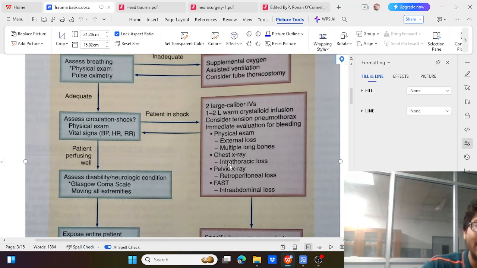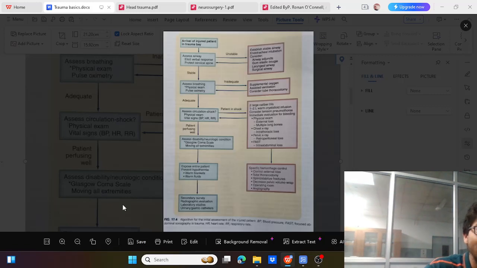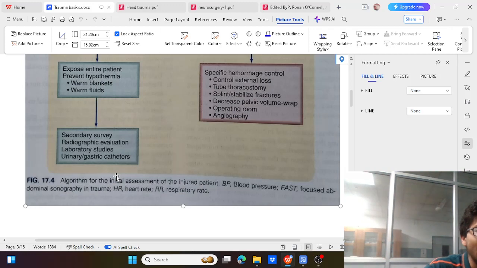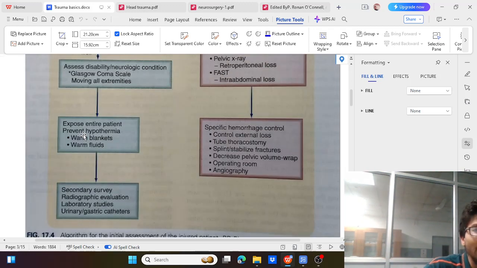So if we have any of these, then we can consider whether we need an urgent intervention, and we'll assess that. After that, if the patient is perfusing well, then we'll check the neurology and disability, that is the Glasgow Coma Scale, by checking his movement in all the limbs. Apart from that, the verbal, motor and eye responses, we'll check the Glasgow Coma Scale. And lastly, we'll expose the patient, do the proper checking and prevent hypothermia with a warm blanket and fluids.